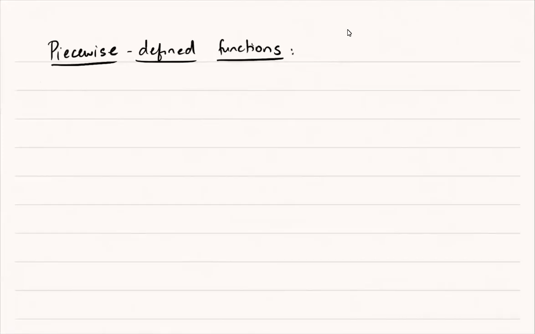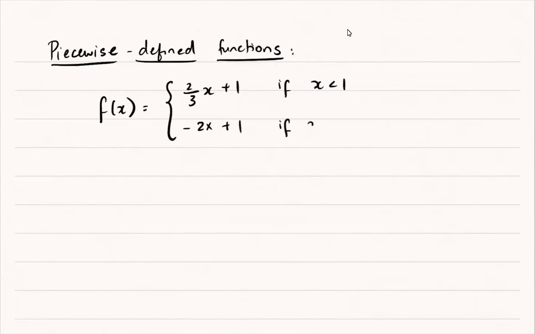In this video, we will look at piecewise defined functions. So look at this example. If I give you f of x is equal to something like this. So f of x is comprised of two separate functions.